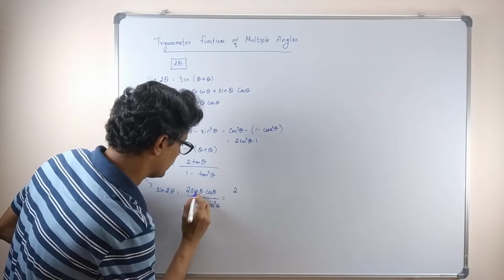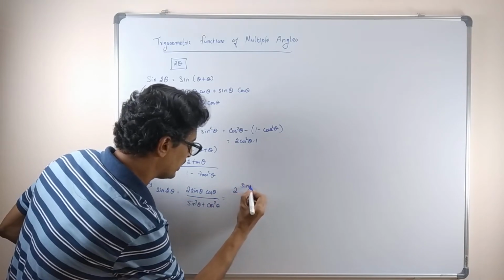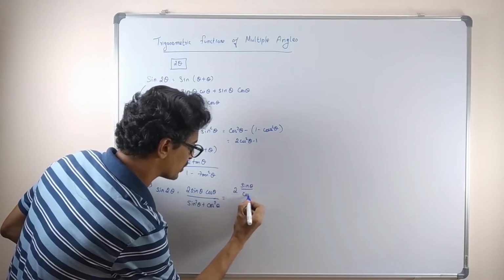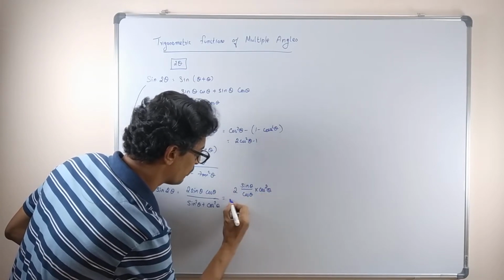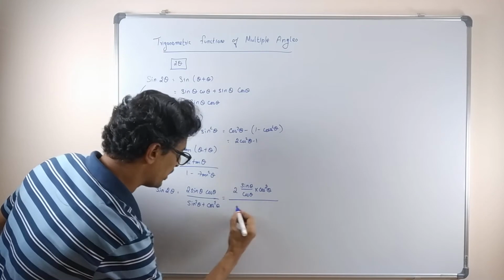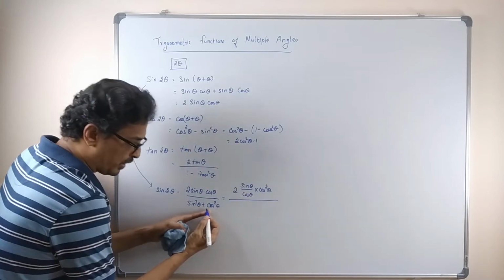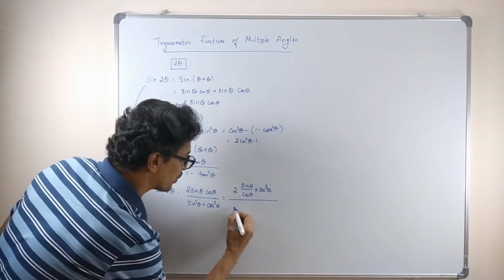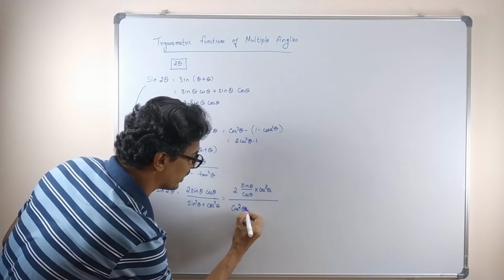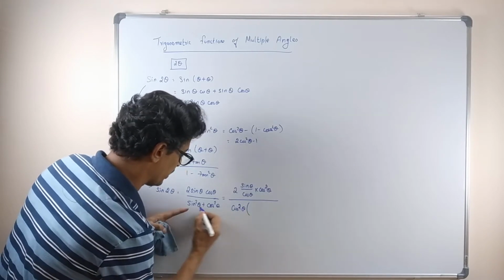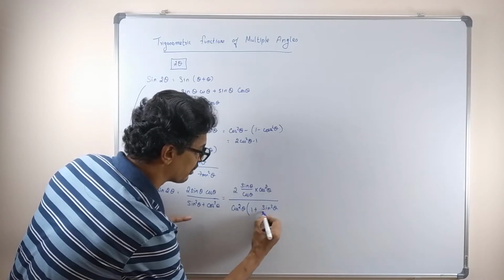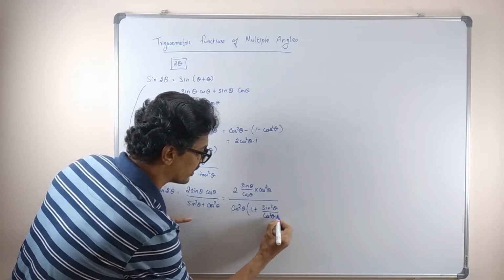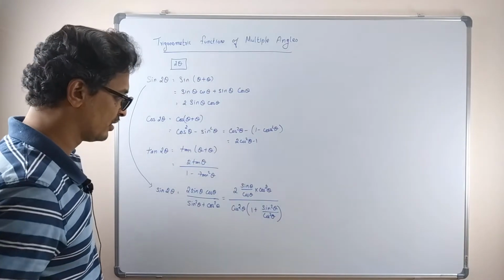2 times sine theta into cos theta into cos square theta. Correct? I can write it like this, the top one. And now here, I can take one cos square theta outside. So cos square theta, if I take it out, what am I going to get? This will be 1 plus sine square theta divided by cos square theta. Correct? So we got it.